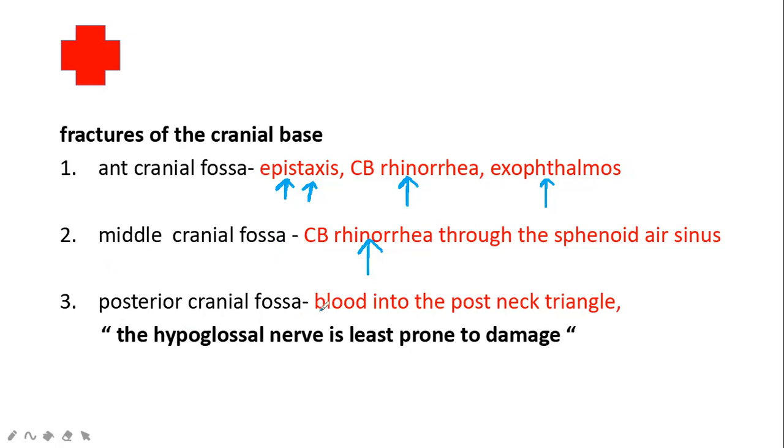Posterior cranial fossa, fracture of it can lead to blood accumulating within the posterior triangle of the neck. Posterior triangle of the neck, right? And we say within the posterior cranial fossa, the least prone to damage nerve is the hypoglossal nerve. Why? Because the hypoglossal canal is on the condylar part, which is the strong part. Are we together? This blood can also leak into the nasopharynx.